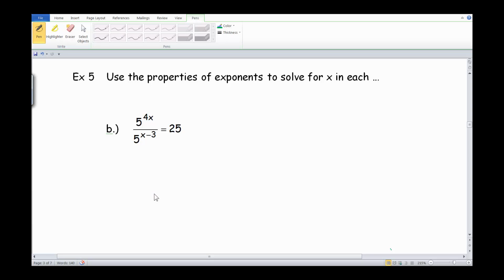Here we are at example 5b from our 5.1 set of notes. We're asked to use the properties of exponents to solve for x here. And on the left side, we notice that there are some things going on. The right side is kind of nice and clean, it's just the number 25.